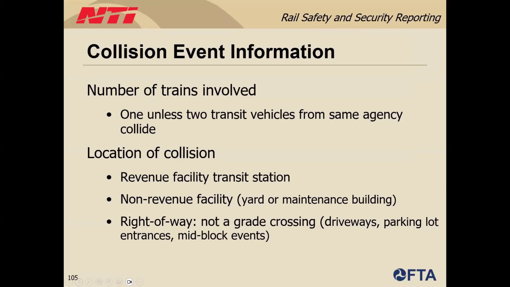This one captures the number of trains involved in the event. You would always answer 1 unless 2 trains from your agency collide. There are several locations, including a revenue facility transit station, non-revenue facilities, which would include maintenance yards, maintenance buildings, train wash sites, so on. These would be your non-revenue facilities. And then there's not a right-of-way, not a grade crossing, which would be things that happen, for example, at a parking lot entrance or a driveway entrance.